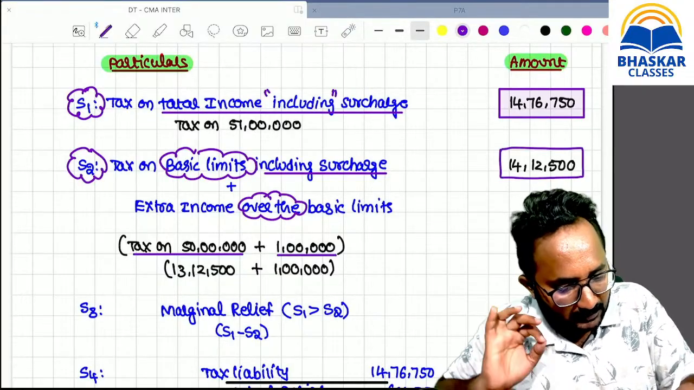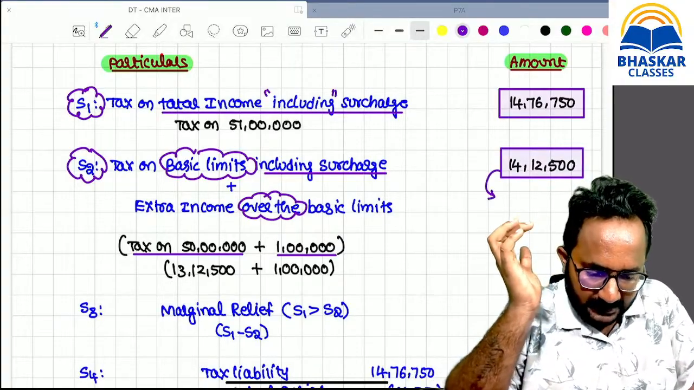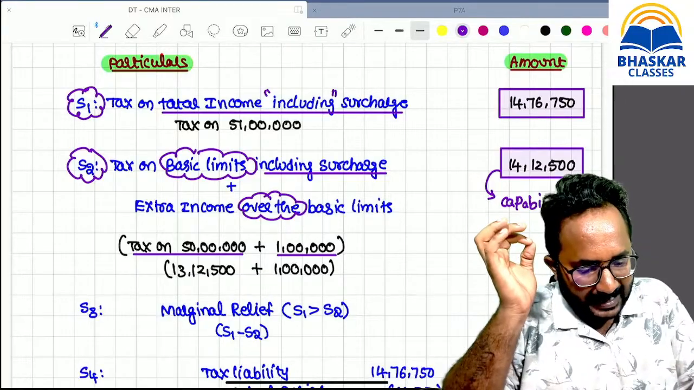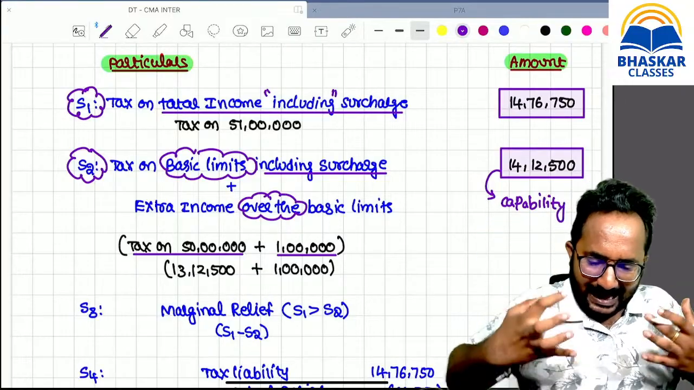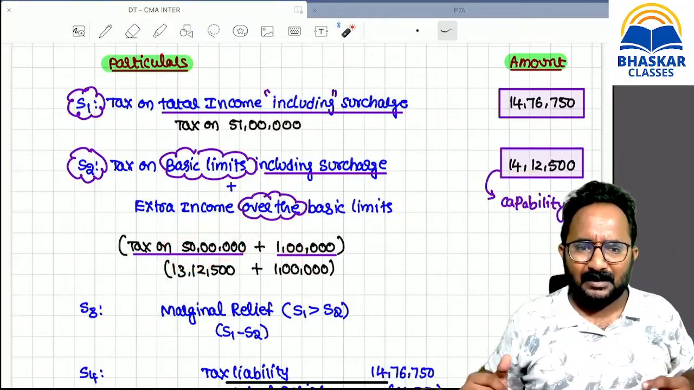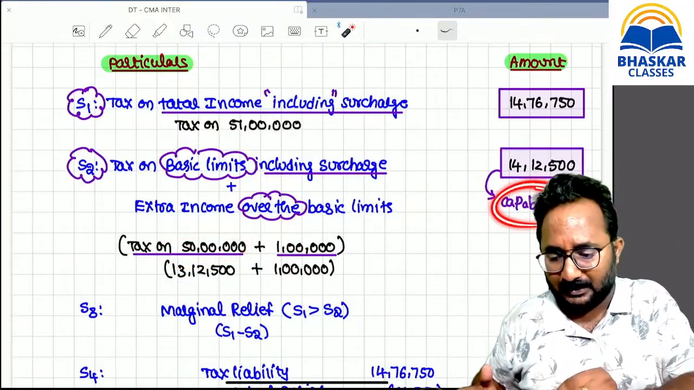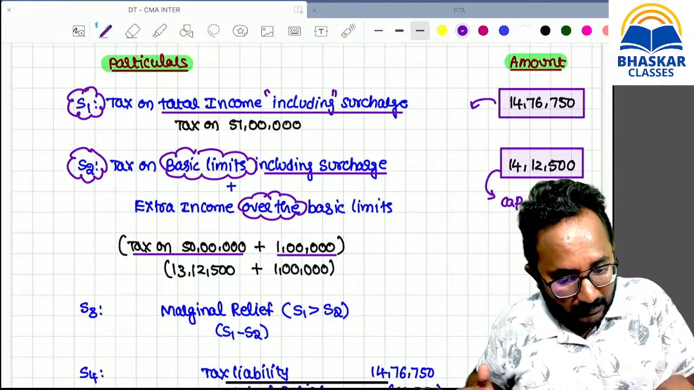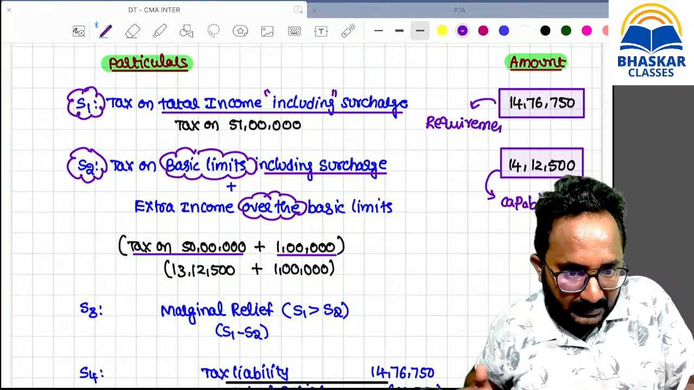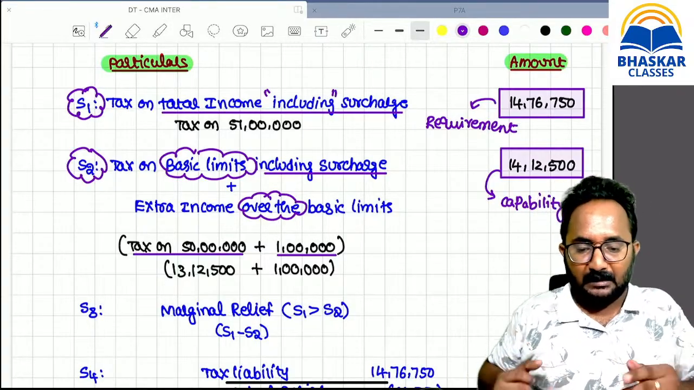Sir, remember it is capability to pay. Sir, I paid the tax on this 50 lakh. Extra income totally I am giving it to you only. This is my capability. But the requirement is this one. Requirement is this one. How can I meet this, sir?